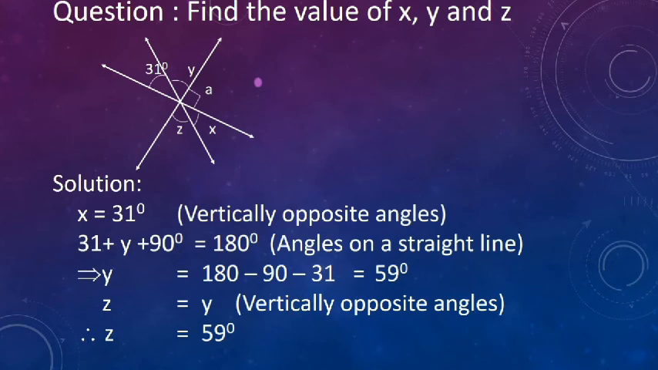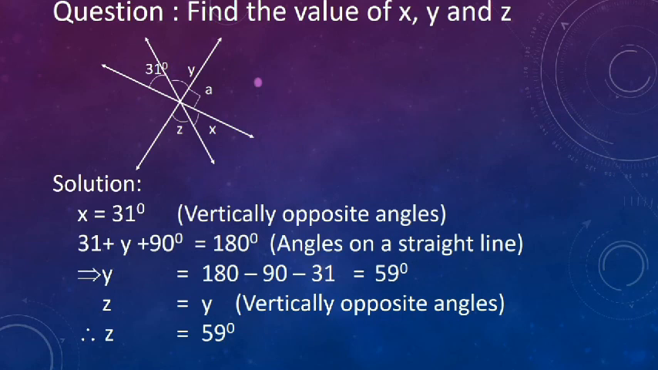Here the angle x and 31 degrees are vertically opposite angles. Therefore we can say that x is equal to 31 degrees, because vertically opposite angles are always equal. Now to find out the value of y, we have to use the value of A and 31 degrees. We can see that the three angles denoted by 31 degrees, y and A are angles at a point on one side of a straight line. Therefore their sum is 180 degrees.